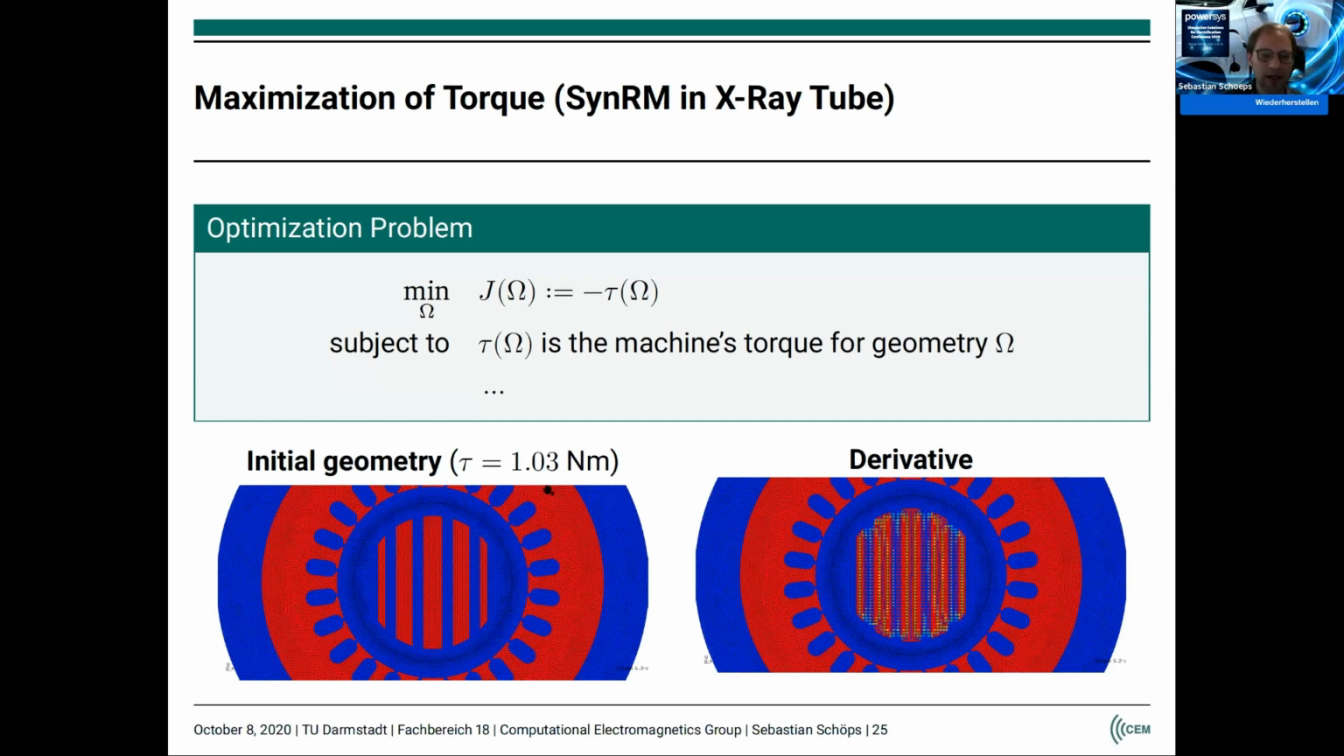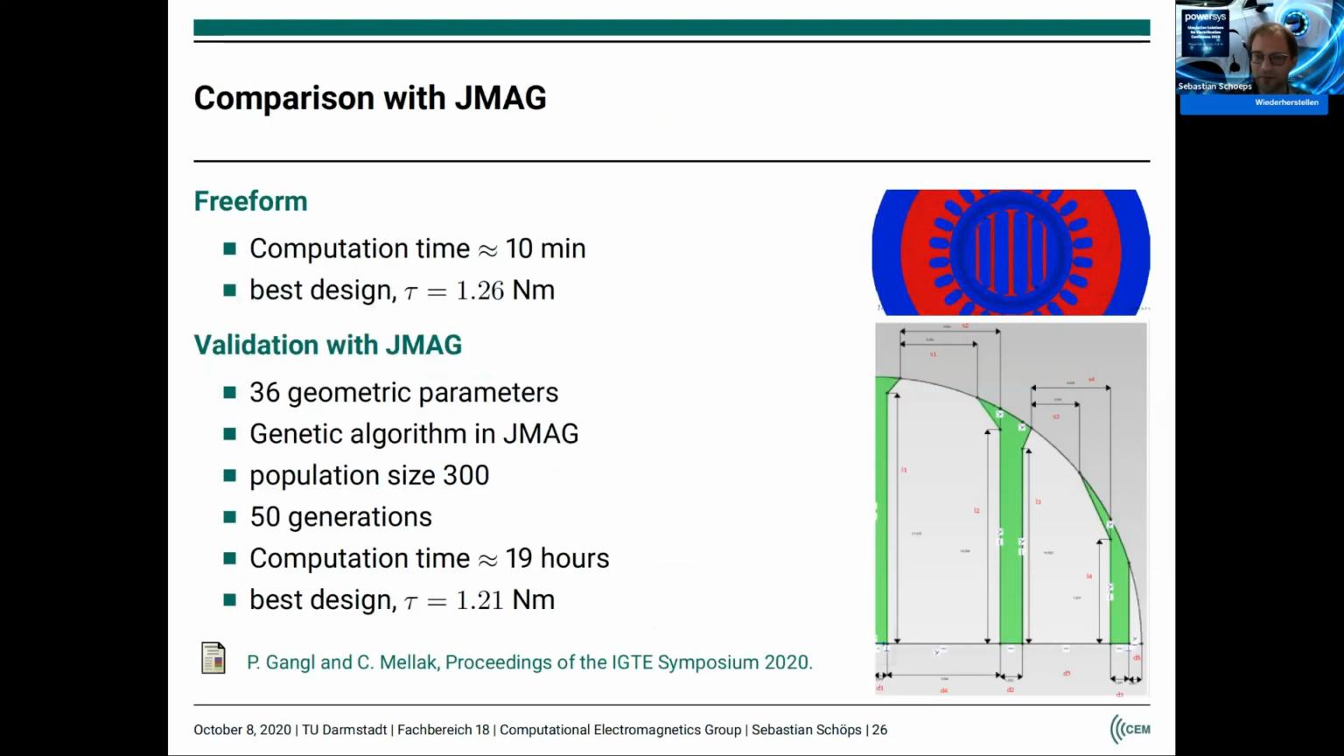And you see the torque, and now the idea was to optimize, and in the right lower corner, you see the directions of the derivatives again, and you see it wants to move pieces of the rotor. And indeed, the algorithm did this. So on the top right, you see the result of our in-house code after the optimization, and you see the differences in the shape. That was quite fast. It took 10 minutes, and the best design had a torque of 1.26 Newton meters.